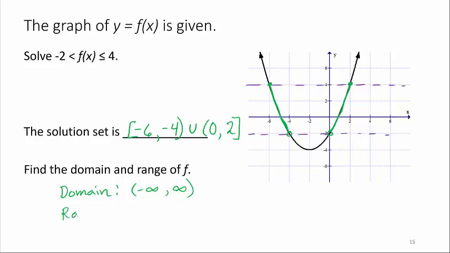What about the range? The range is a little limited, isn't it? What's the lowest y value on the function? Well, -4, and we're including -4. And then this just has arrows pointing into the sky, so -4 to positive infinity.